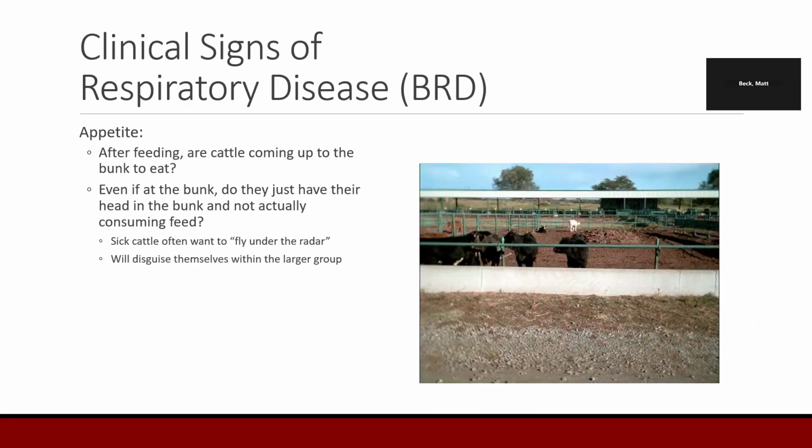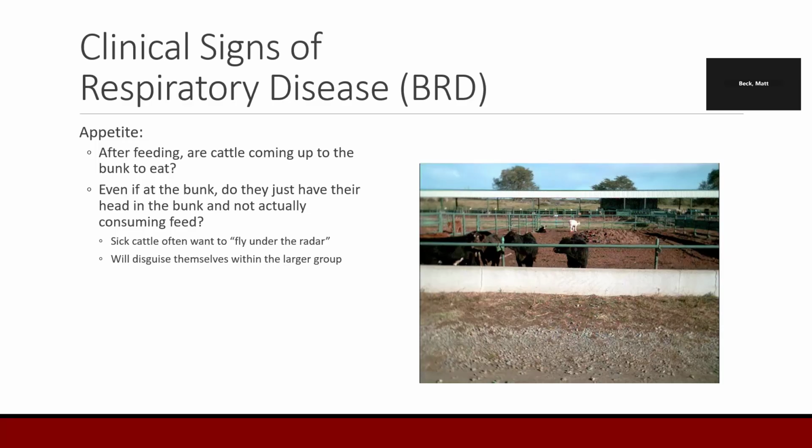Okay. So appetite. After feeding, are cattle coming up to the bunk to eat? Even if they are at the bunk, are they just up there trying to disguise themselves and blend in with the group? Or are they actively eating?